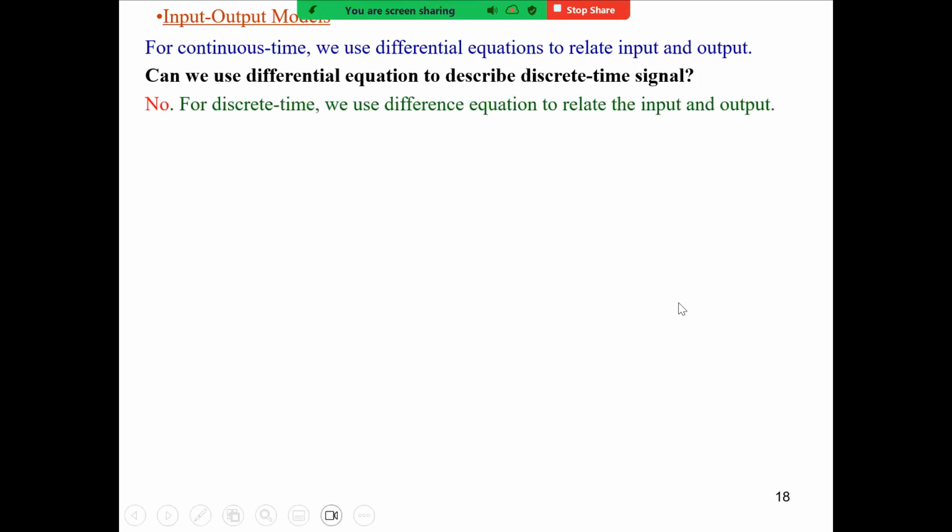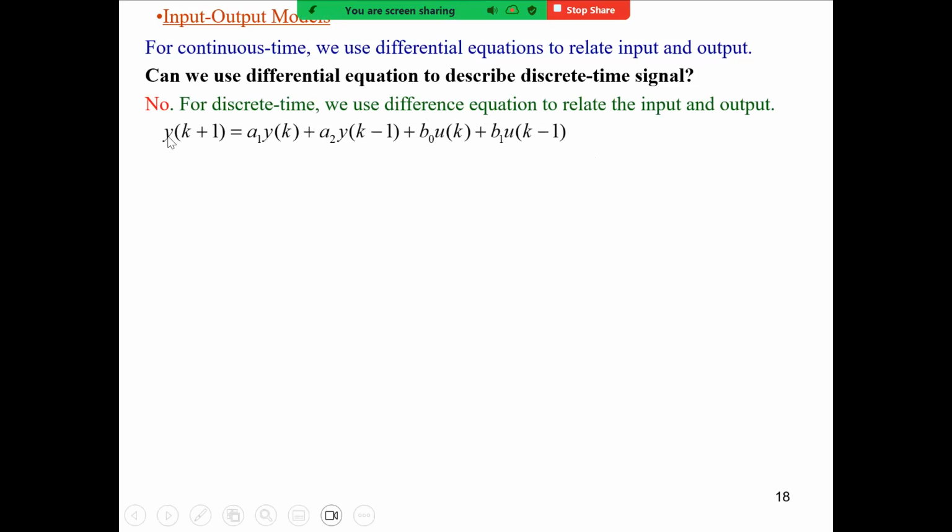How can you take the derivative? The derivative, right? You have to look, delta t will go to 0, right? But for a discrete time signal, there is no delta t. The delta t is fixed. You cannot use the differential equation. So therefore, for discrete time, right, we use what we call the difference equation to relate the input and output.